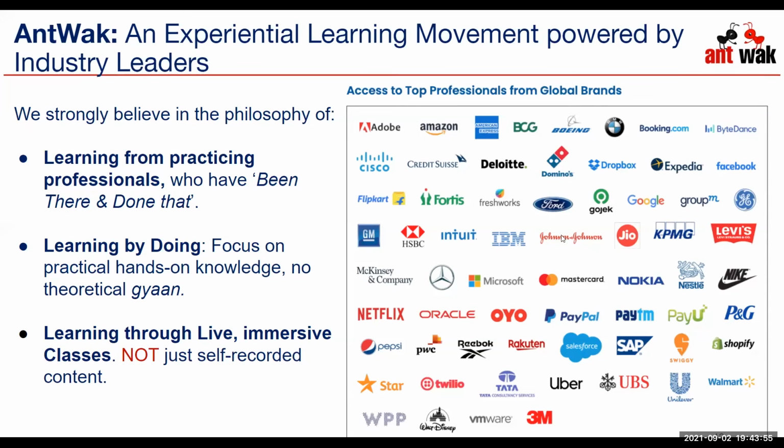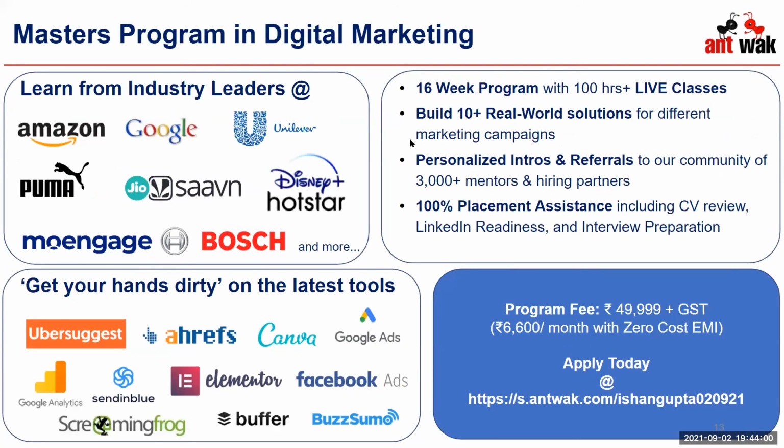So believing in these three philosophies, what we as AntWak did, we introduced a master's program in digital marketing. The duration is 16 weeks, and for this 16-week program we have experts from Amazon, Google, and Ishan, who is doing the marketing analytics module. We have experts from Geo7, Hotstar, Puma. Those experts are coming and teaching you guys, and everything will be hands-on. For each module we'll have projects.